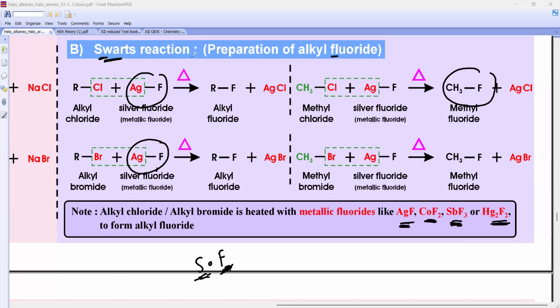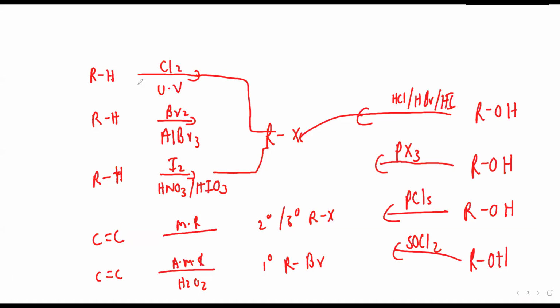So now look, we can complete this chart. What did we do till here? What were the last two, beta? Tell me. Finkelstein and Swarts. And what do we use here? Alkyl halide. Both use alkyl halide. Are you getting it? Now look, I'll show you the flow chart as I have given it in the notes. Look here.